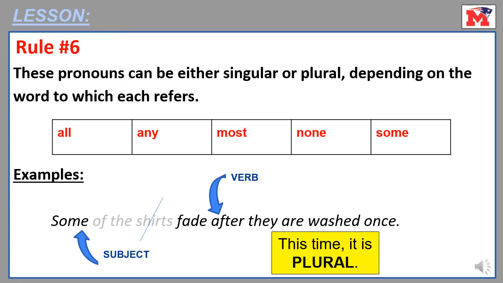Here's an example where it works the other way. Some of the shirts fade after they are washed once. So we get rid of the shirts, that's in the way. We see that some is our subject, fade is our true verb. We've chosen a plural verb because some refers to shirts and there's more than one shirt. So in this case, we treat some like it's plural. So some of the shirts fade.